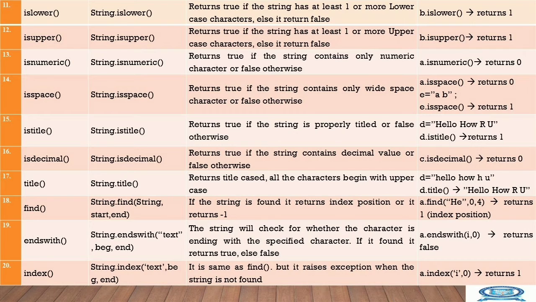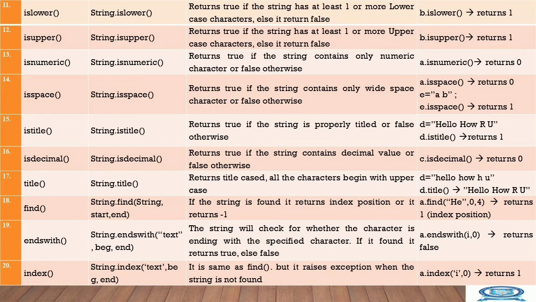So, isnumeric returns true if the string contains numeric characters or false otherwise. Okay. So, isspace returns true if the string has any white space character. If no space is there, then it returns false. So, istitle returns true if the string is properly titled or false otherwise. Okay. So, isdecimal returns true if the string contains decimal values or false otherwise.